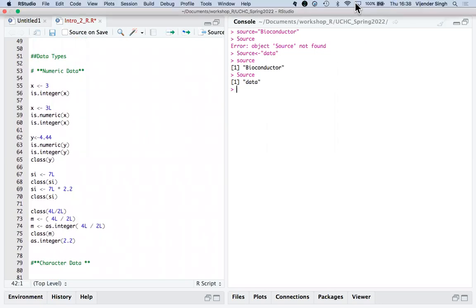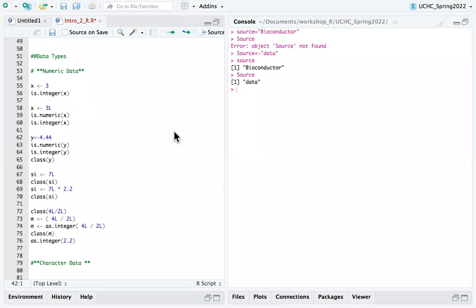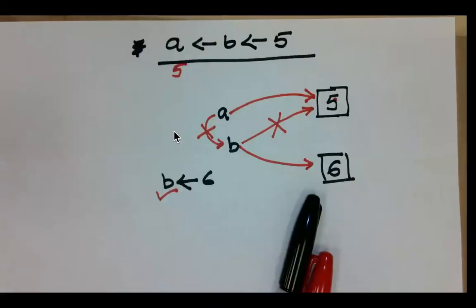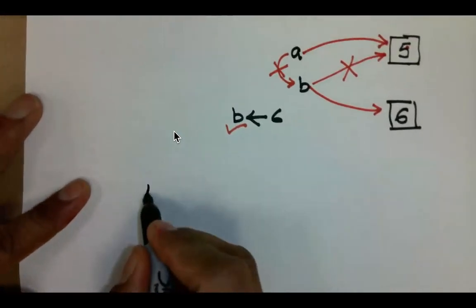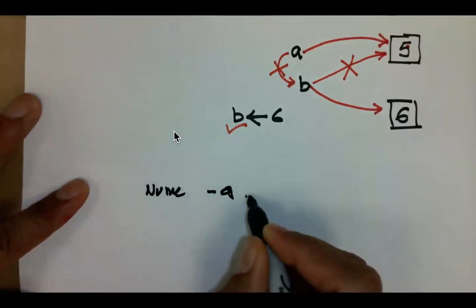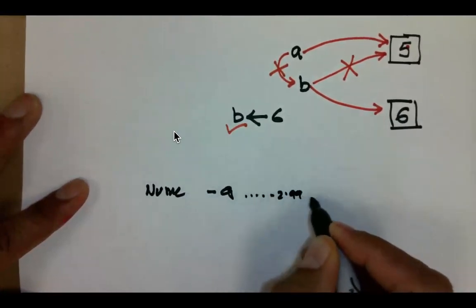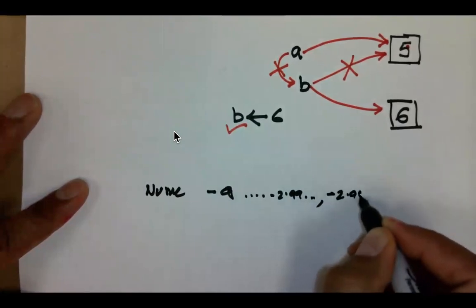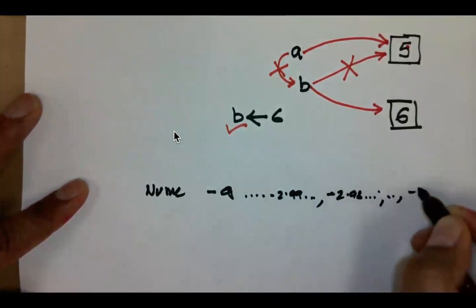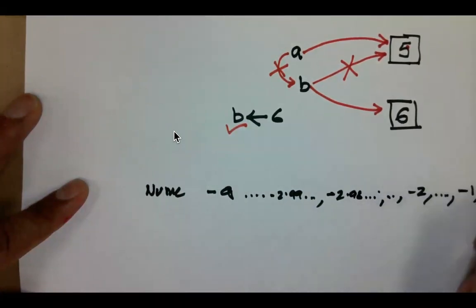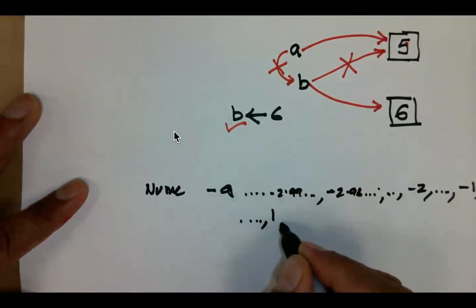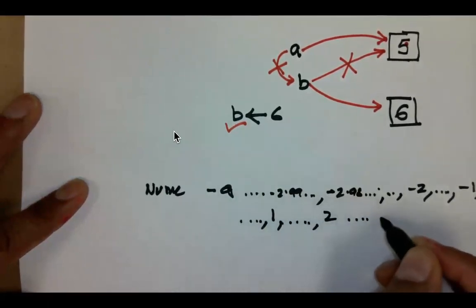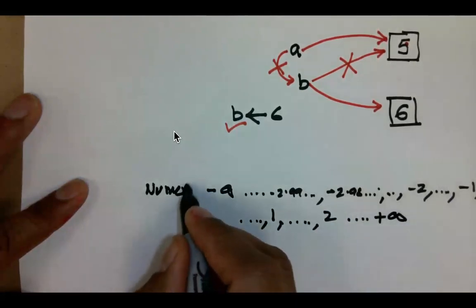Next data types I want to talk about are basically integers and numerics. So what are numerics and what are integers? In the case of numeric, the data goes from negative infinity, through values like minus 2.99, minus 2.98, and so on, minus 2, more values in between, minus 1, 0, then decimal values, 2, and possibly up to positive infinity. This is the numeric data.